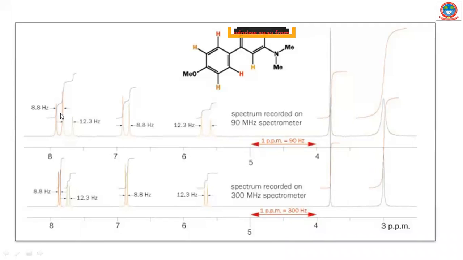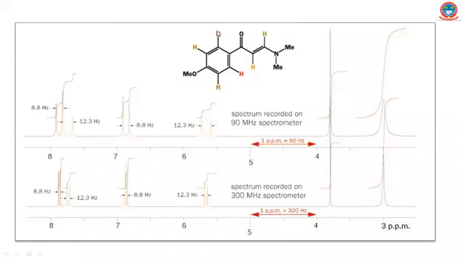If you take a scale and put it horizontally, this distance tells you the exact value of the coupling constant J, and we measure it in hertz. So now see, how much is it from here to here? 12.3 hertz. Actually, the scale does not show it properly. From here to here it is 12.3 hertz, and the distance between the two lines of this one is 8.8 hertz. This distance is called 8.8 hertz.